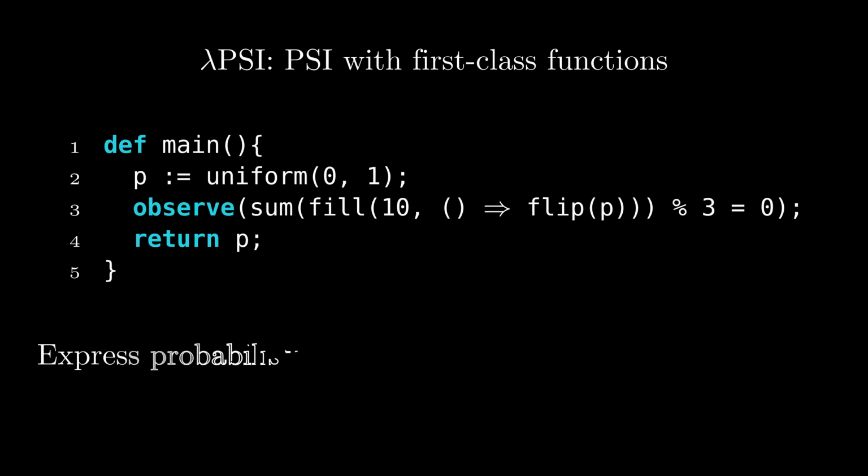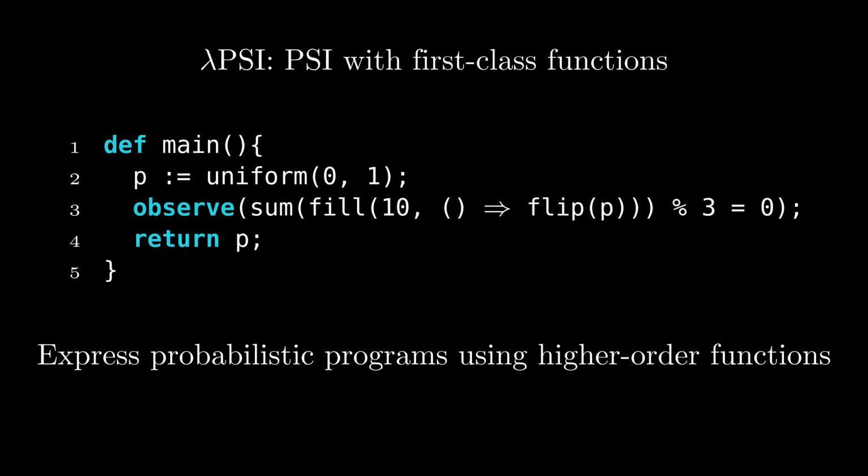lambda-psi adds support for first-class functions with polymorphism. For example, we can express the initial example like this. The higher-order function fill creates an array containing the results of 10 coin flips. We then observe that the sum of the elements of this array is divisible by 3.